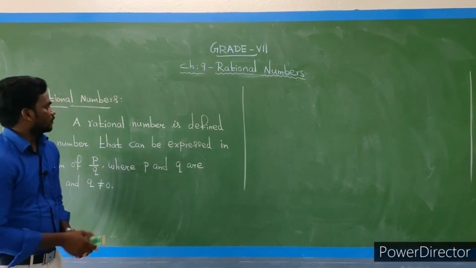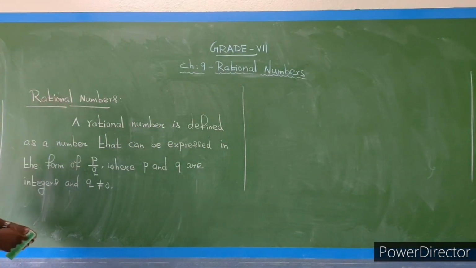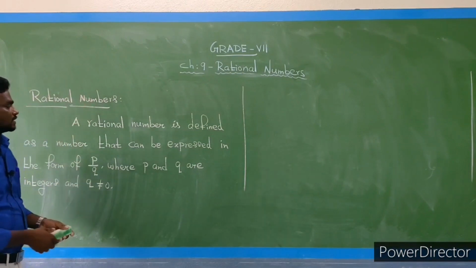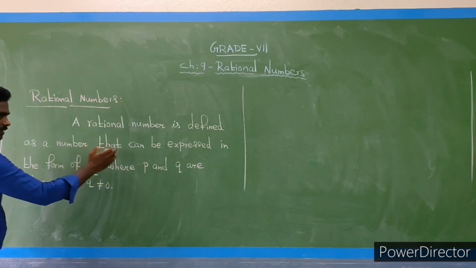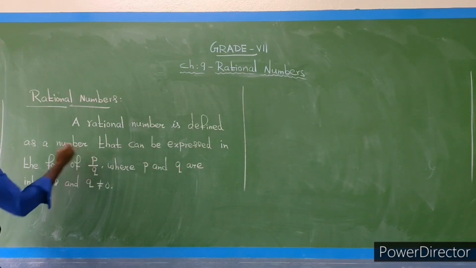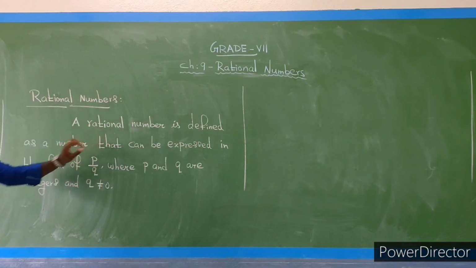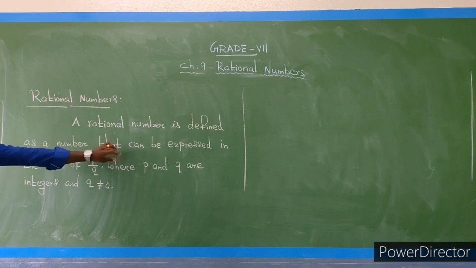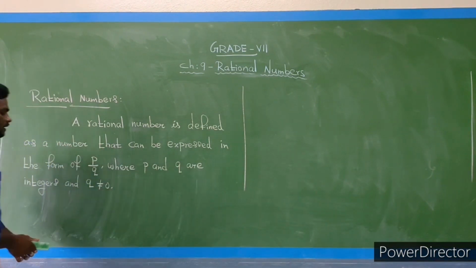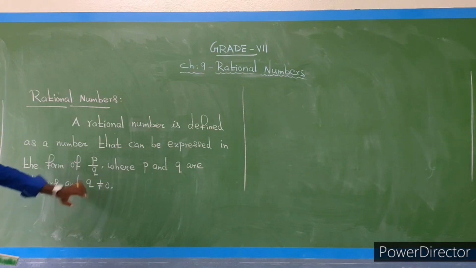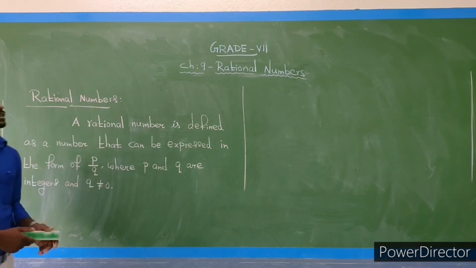In our classwork note, we start writing from rational numbers. What is a rational number? A rational number is defined as a number that can be expressed in the form of p by q, where p and q are integers and q is not equal to 0. So this is the concept of rational numbers.